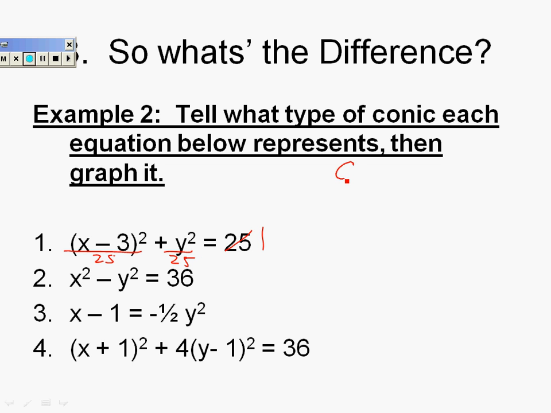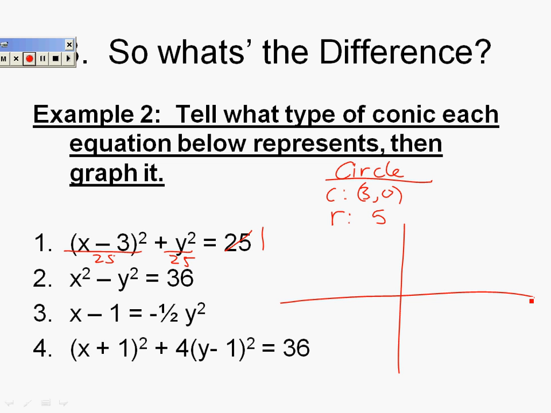So let's go ahead and just graph this really quick. Let's first of all write down that it is a circle. Now maybe you guys can help me. How do you graph a circle? What do you do first? You plot your center, which happens to be what? 3, 0. And then I'm not going to put x radius and y radius because it doesn't matter. They're all the same on a circle. What is my radius? The square root of 25, which is 5. So 3, 0. My radius is 5.